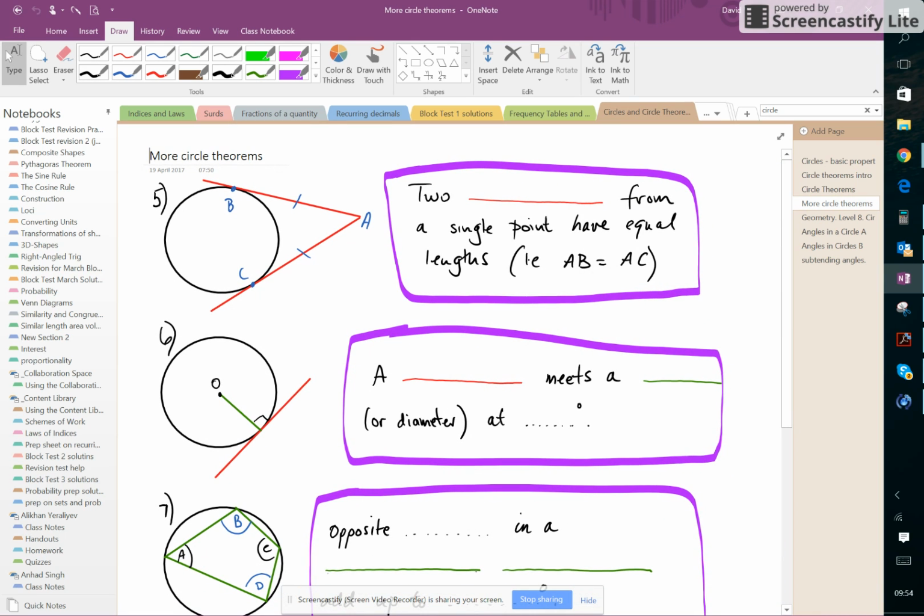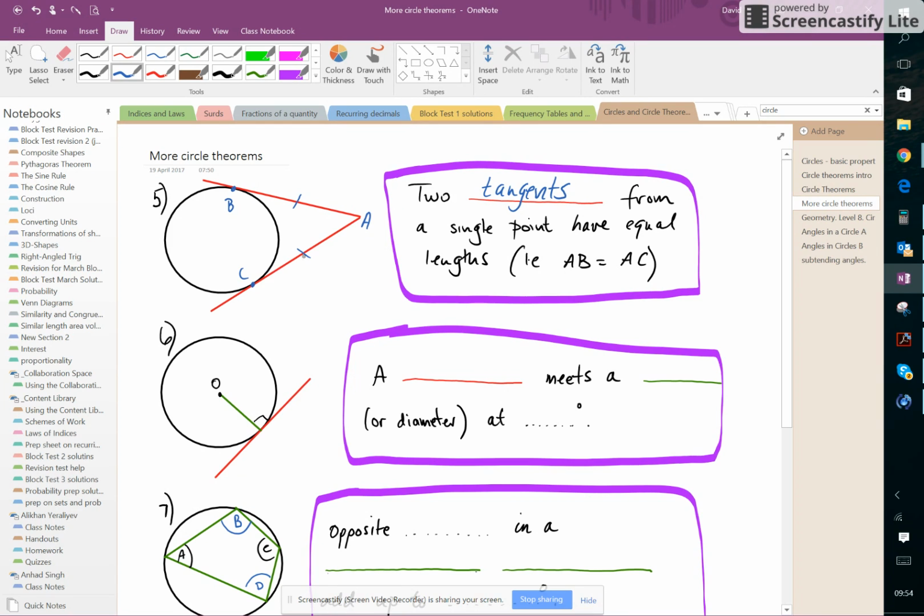Okay, number 5 here. These red lines are called tangents. So two tangents from a single point, which is this point here, have equal lengths.